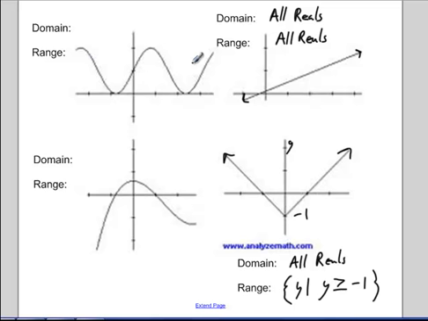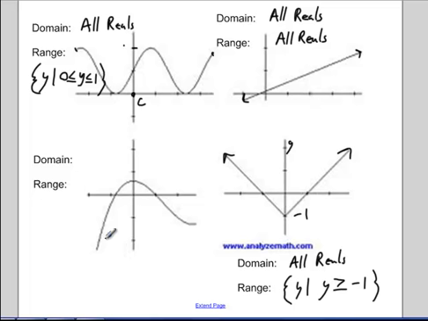Now this is a sinusoidal wave, and we can assume that this keeps on going in this rhythm. So this wave will continue going, oscillating back and forth like this. So for our domain, it's going forever to the left and forever to the right. So this is all reals. And our range, let's give this 0, and let's say this is 1. So our range is going to be y, and that is 0 less than or equal to y less than or equal to 1.